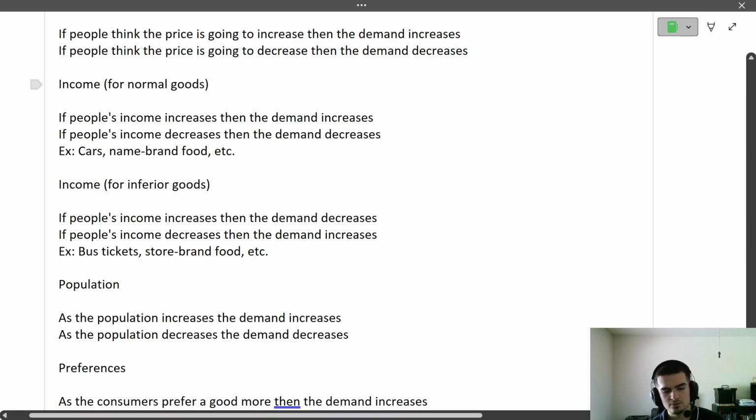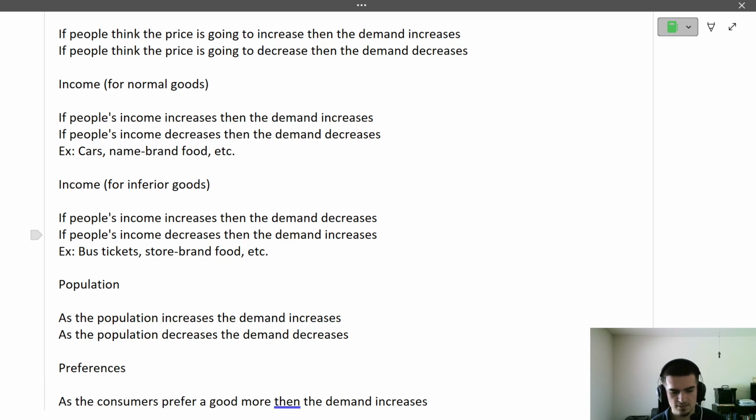I can't really define what a normal good is without explaining what an inferior good is. So I'll mention the relationship with inferior goods next. With income, if someone's income increases for an inferior good, their demand is going to decrease, right? An inferior good would be like a bus ticket. If someone had more money, then maybe they would buy a car or prefer to drive a car rather than take a bus.